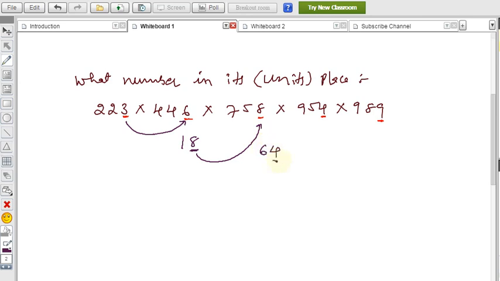Again 8 into 8, 64. Now take only the units place, 4. Again 4 into 4, 16. Now take only 6. Again 6 into 9, so that is 54. 54, only the 4. So finally the answer is equal to 4. We'll take only the units place and we'll continue like this.